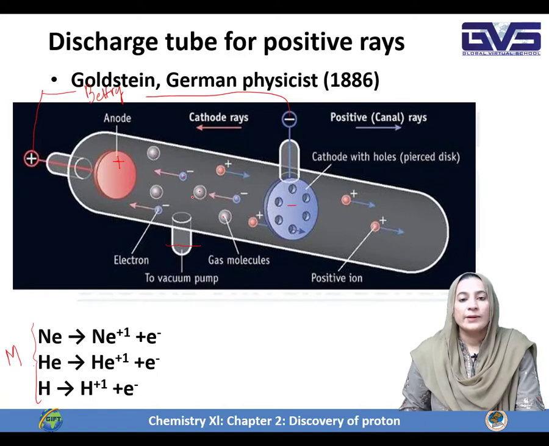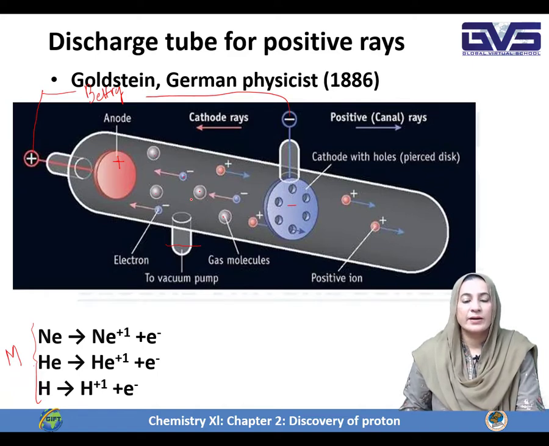But at the same time, Goldstein observed that there are some other rays that travel opposite to the cathode rays, and for this purpose he made canals. He produced holes inside the cathode. That's why these are also called canal rays, on the basis of these holes.